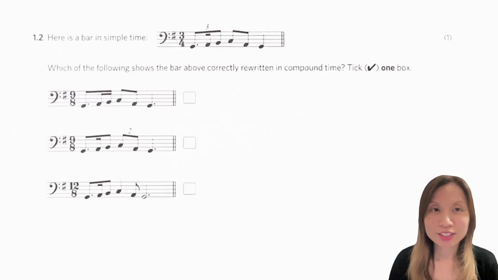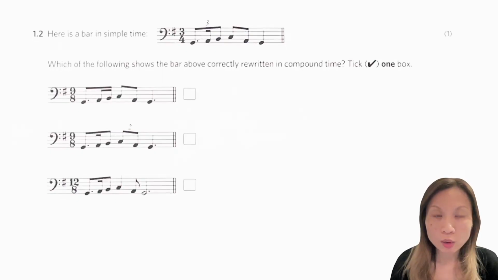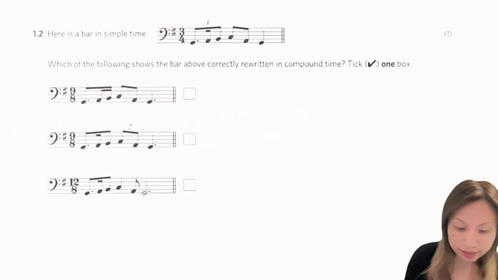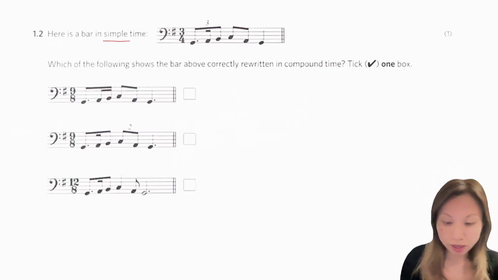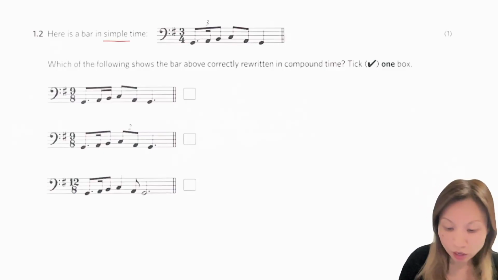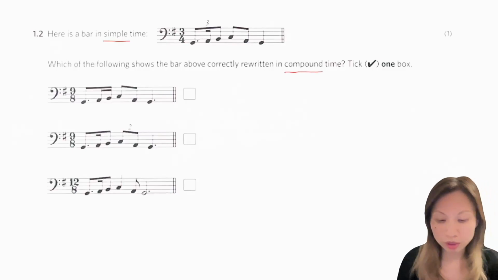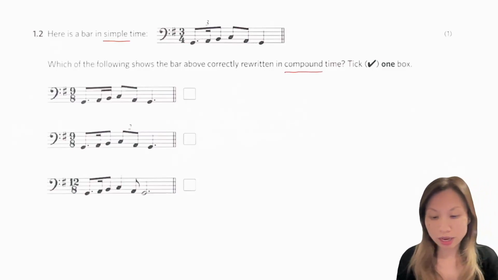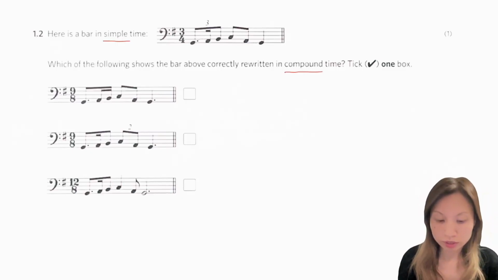Today we are going to continue with question 1.2 from Grade 5 Practice Exam 2022A. Question 1.2 is worth 1 mark and it's always the same type of question. Here they have given us one bar that is in simple time and they want you to rewrite it in compound time. So it could either be from simple time to compound time or vice versa.